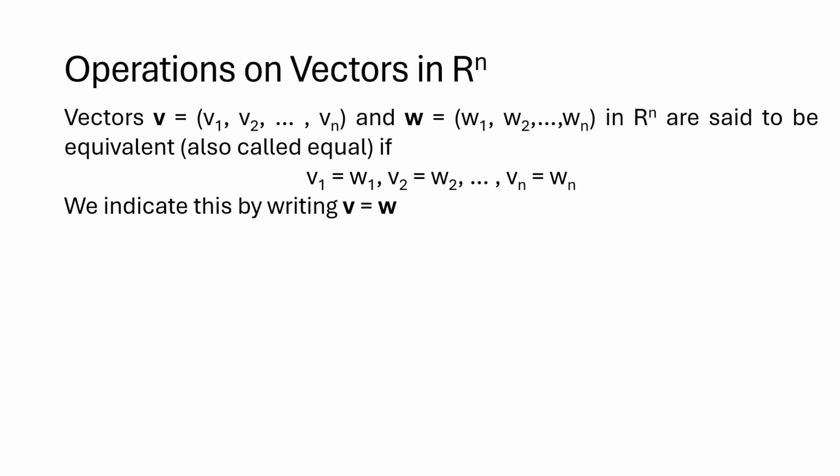We noted earlier that in R squared and R cubed, two vectors are equivalent if and only if their corresponding components are the same. So with that, we have this definition. The vector v with components v sub 1 to v sub n, and vector w with components w sub 1 to w sub n, in R raised to n, are said to be equivalent, or equal, if their components are equal, and we indicate this by writing v equals w.